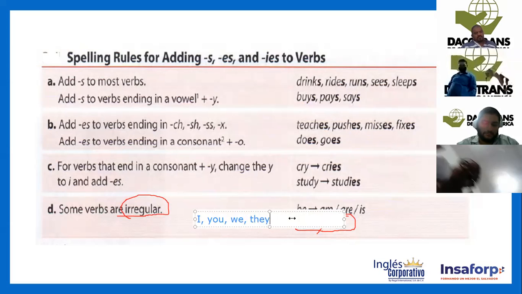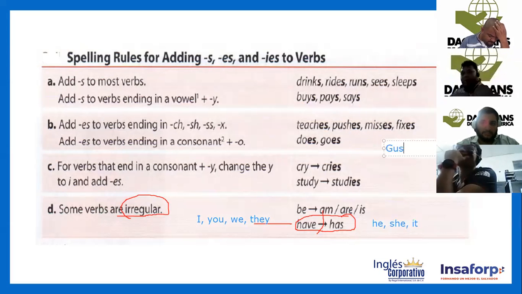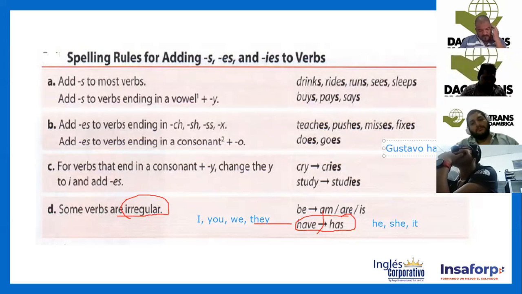A diferencia que cuando estemos utilizando has, lo vamos a utilizar con he, she, and it. ¿Ok? No podemos decir, por ejemplo, Gustavo have a car. No podemos decir eso, right? No, we can't say that. Debemos decir Gustavo has a car.